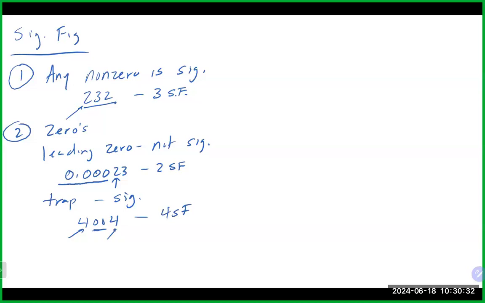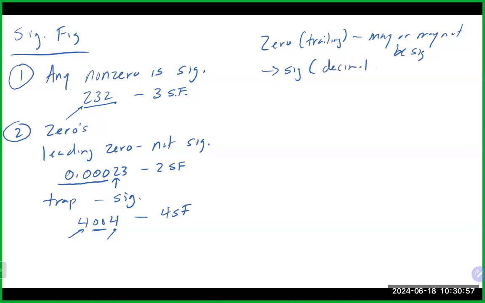Lastly, probably the zero that gives people the hardest time is the 0 at the end. That's sometimes referred to as the trailing zero. They may or may not be significant. What makes a trailing zero significant is that they will be significant if there is a decimal point in the number. The decimal point does not need to be near the zeros. It just needs to be anywhere in the number for them to be significant.